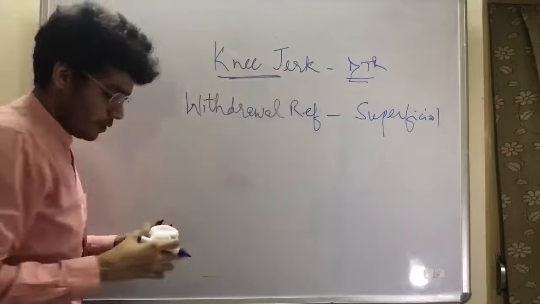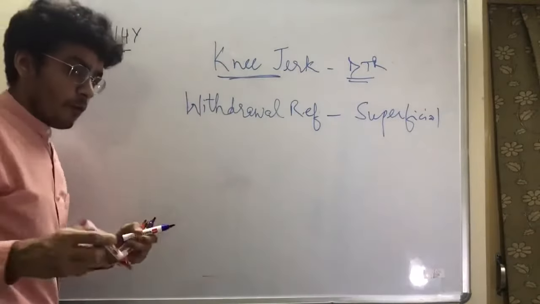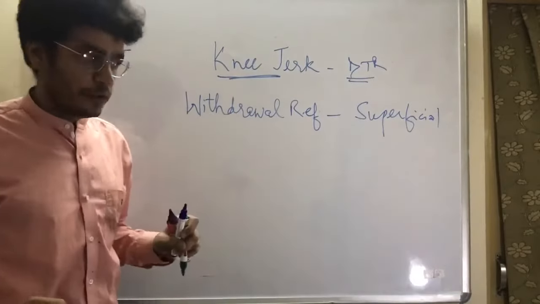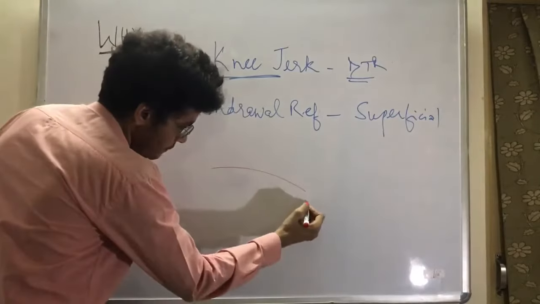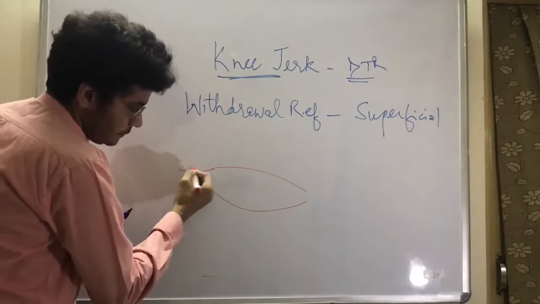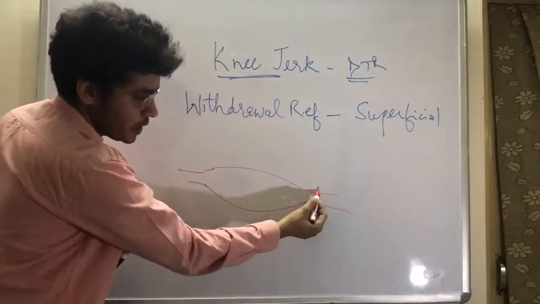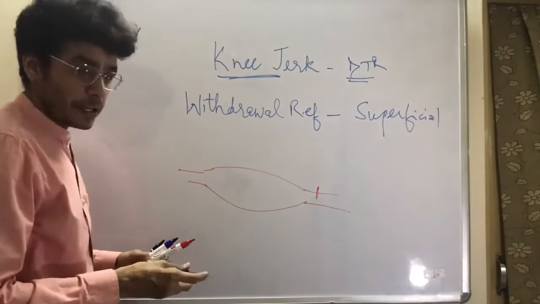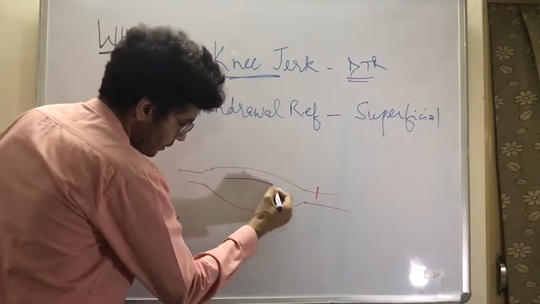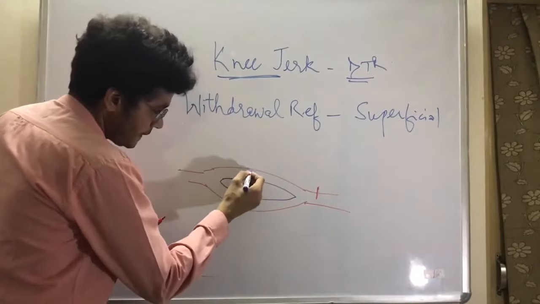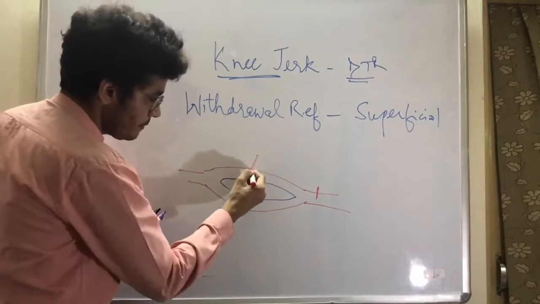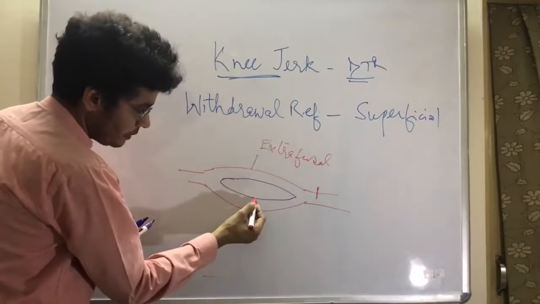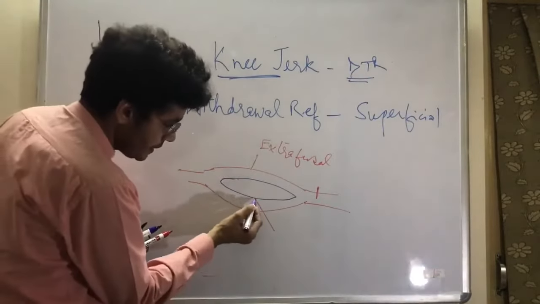If we go back, what we do in the knee jerk is hit the tendon of the quadriceps femoris. When we hit this tendon, as we all know, there is a muscle spindle lying within this skeletal muscle. This is the muscle spindle. These red ones are the extrafusal fibers, and these are the intrafusal fibers, right?